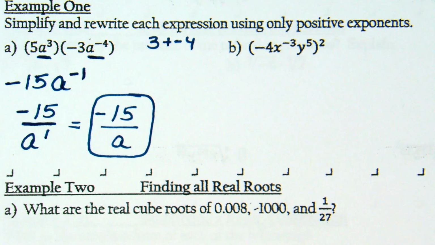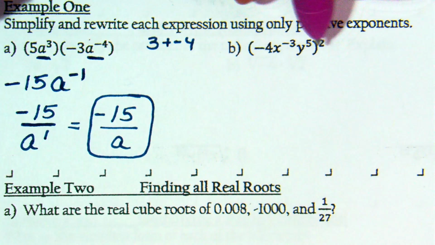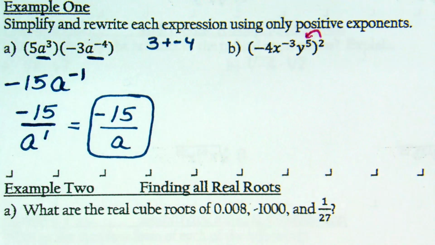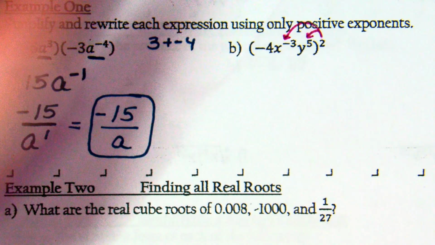Negative 4, x to the negative third, y to the fifth, parentheses, quantity raised to the second. Thoughts on where to begin? Okay, multiply both exponents by 2. So this exponent of 2 out front has to go with each factor in the parentheses. So it's going on y to the fifth. I agree we're going to do 5 times 2. It's going on x to the negative third. So I agree we're going to do negative 3 times 2.